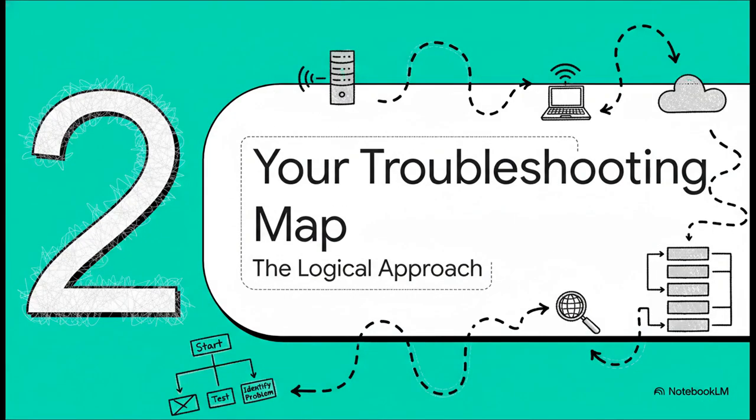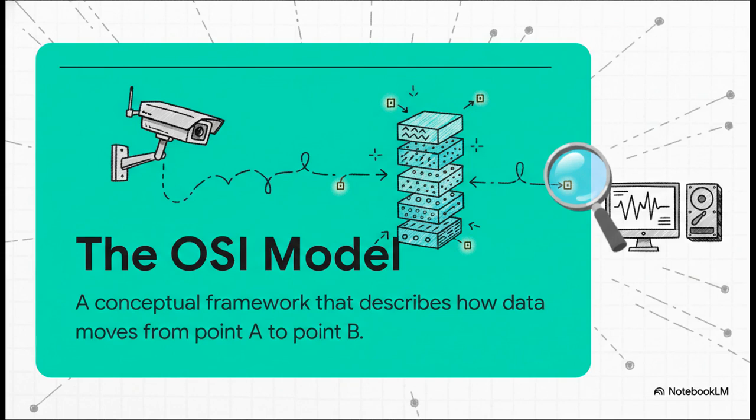A logical, step-by-step process that takes you from, "I have no earthly idea what's wrong," all the way to, "Aha, the problem is right here." This is the map that eliminates all that guesswork. It's what turns you into a precise, efficient diagnostic machine on any job you walk onto. And that map, my friends, is the Open Systems Interconnection Model, or just the OSI model.